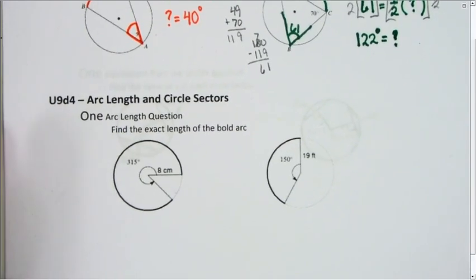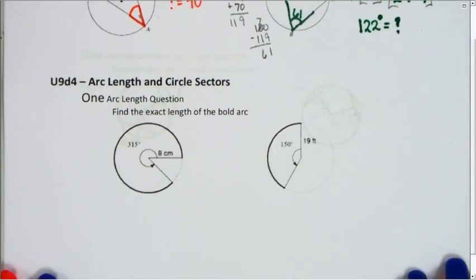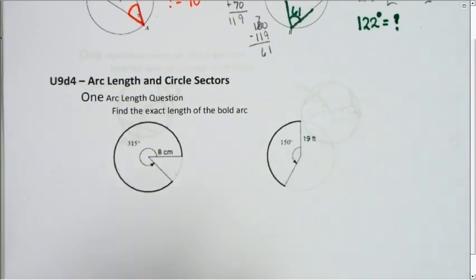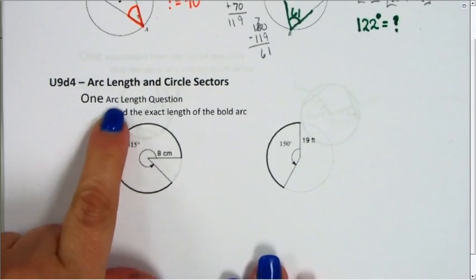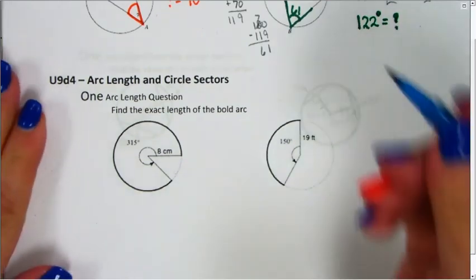Let's look at Unit 9, Day 4. I'll be looking at arc length and circle sectors. So the first ones, we're going to have one question from arc length on the test, so we will need to make sure we know how to use this. This formula is not on your test, so you need to make sure you know what the formula is.